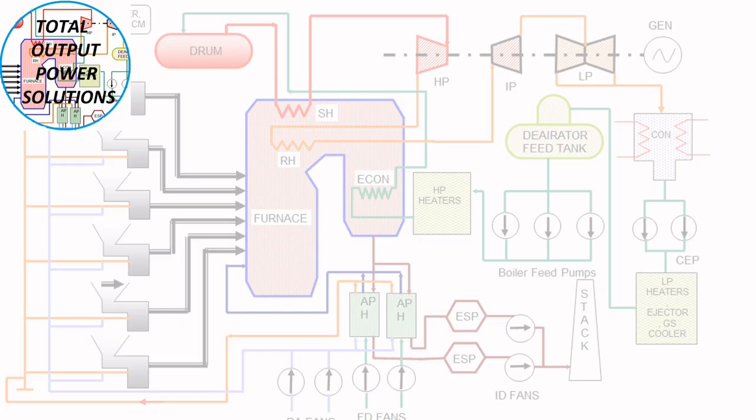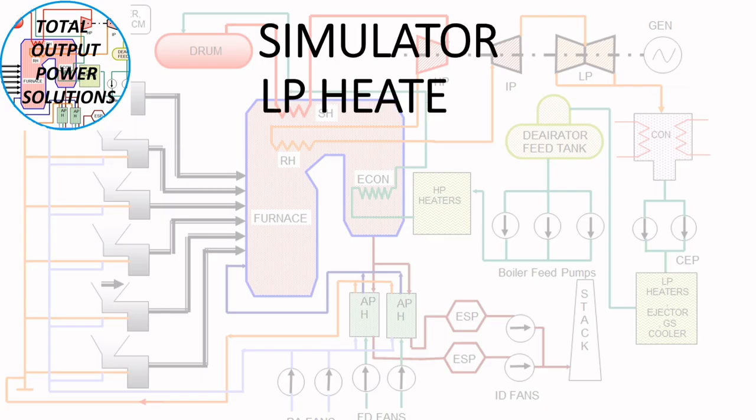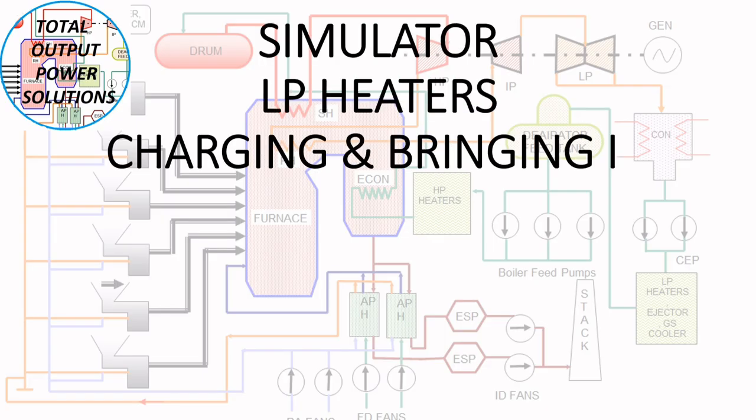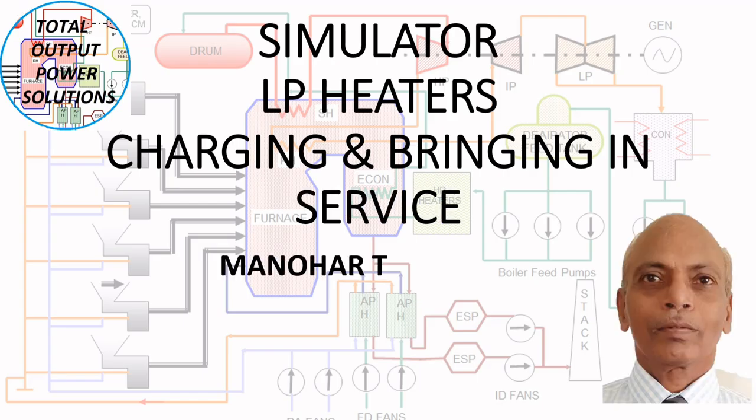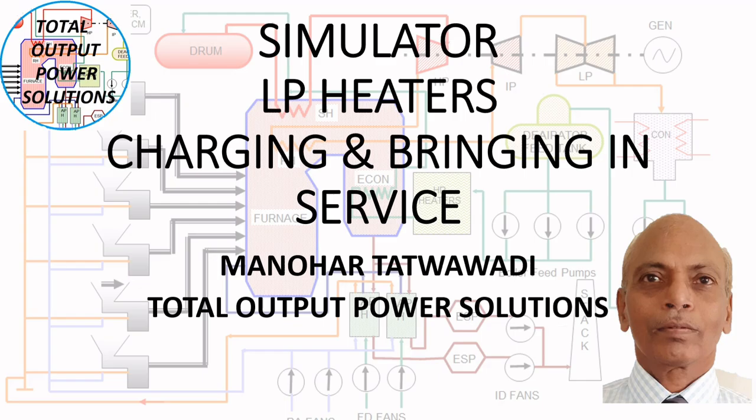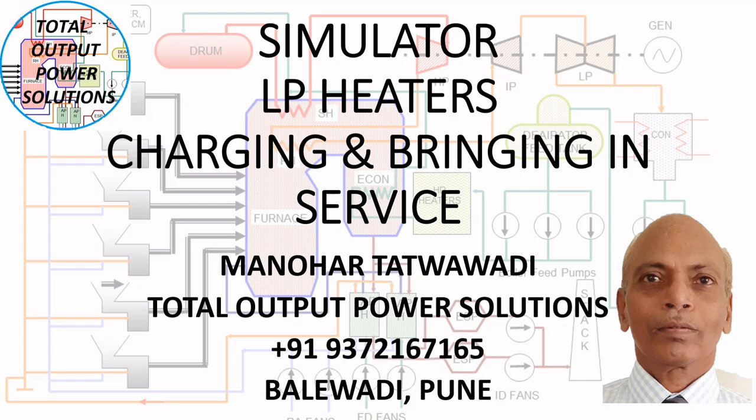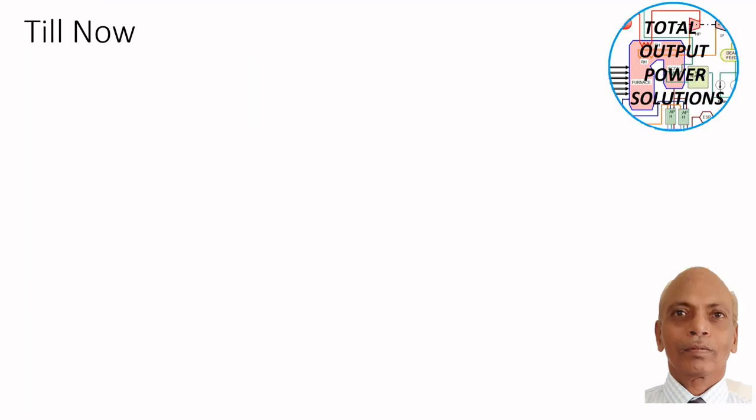I am Manohar Tatvavadi, and we will be discussing the simulator LP heaters charging and bringing them in service. This is the activity that is to be done when the load is more than 30 megawatt, maybe around 30 to 50 megawatt, and the coal mill is in service.